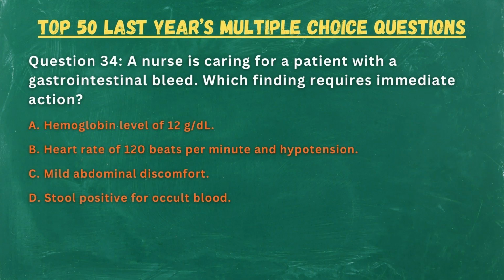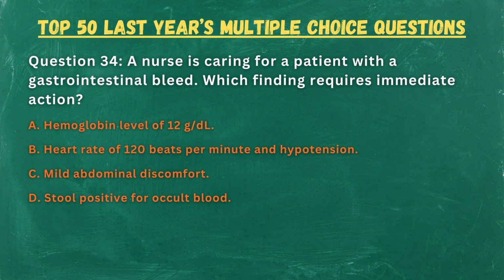Question 34. A nurse is caring for a patient with a gastrointestinal bleed. Which finding requires immediate action? A. Hemoglobin level of 12 g/dL. B. Heart rate of 120 beats per minute and hypotension.